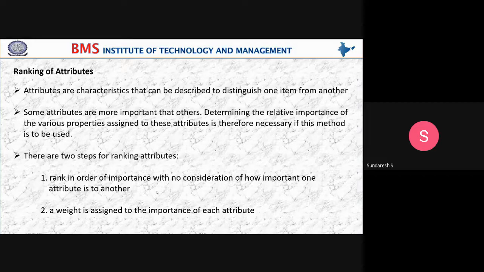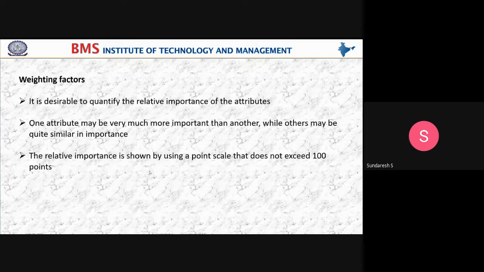The second important thing is that a weight is assigned to the importance of each attribute. So here we will provide the weightage to the importance of each attribute. These are the two steps for ranking attributes.